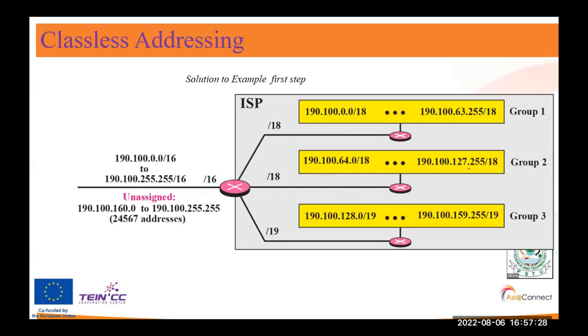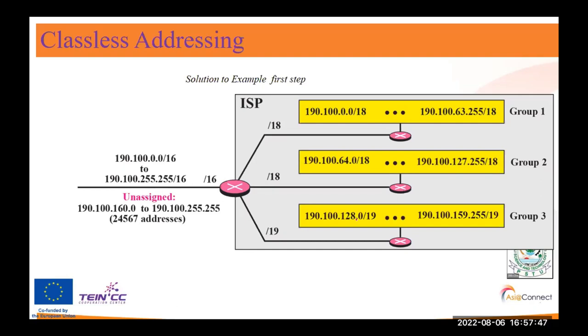And the third one, starting from 127, is already booked for group two. Then the third group, 190.100.128.0, will start, and the last addresses at 128 times 64. So this is also for the total.